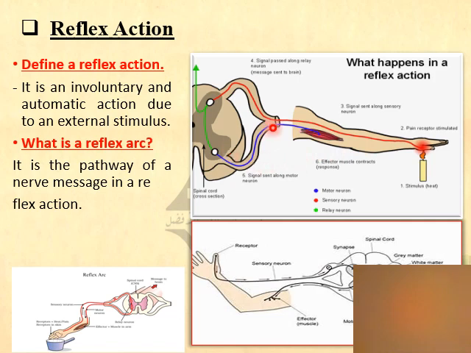So as you notice, during a reflex action, how many neurons are involved? As you see, 3 neurons are involved. We have the sensory neuron, we have the intermediate neuron called interneuron or relay neuron, and we have the motor neuron. And other than the 3 cell bodies, we have the spinal cord. It is involved during a reflex action, and not the brain.